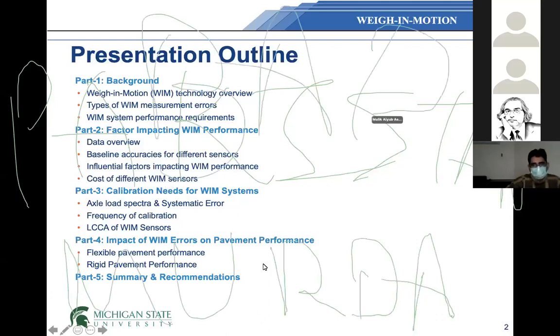Regarding axle load spectra, I'm going to talk about the impact of WIM error on pavement performance. If you have load data with high error in it, it is going to impact your performance. You will be over- and under-designing. So I'm going to talk about that, and in the end, I will summarize.